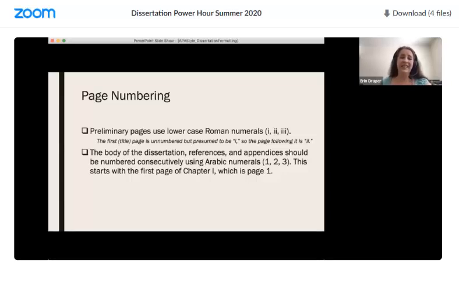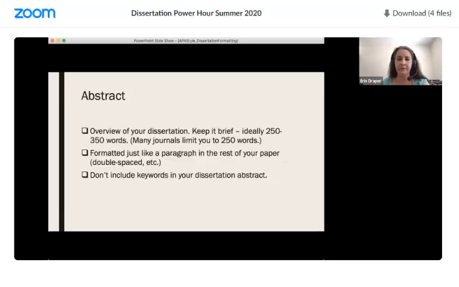And again, like I said, everything after the first page of chapter 1 uses Arabic numerals. Don't go back to those lowercase Roman numerals for your references or appendices. They just keep going with the flow from there.